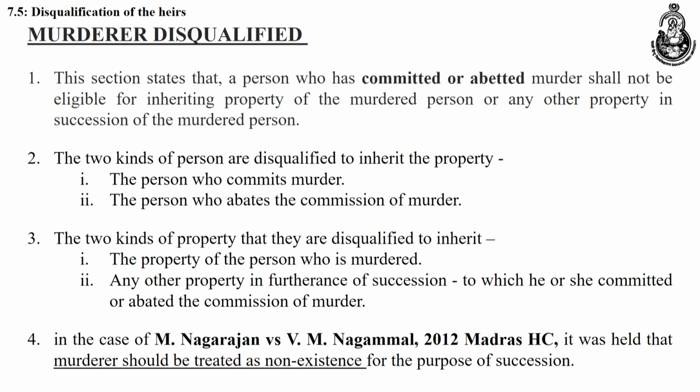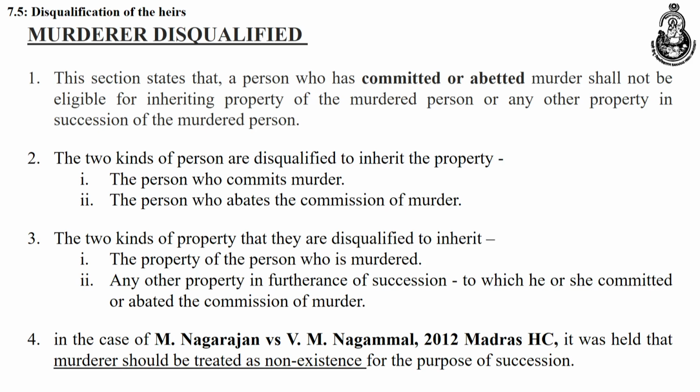Murderer is disqualified. Friends, now I want to clarify the rule of section 25. This section states that a person who has committed or abetted murder shall not be eligible for inheriting the property of the murdered person or any other person in succession of the murdered person. Friends, two kinds of persons are disqualified to inherit the property. First is the person who commits murder, and second, the person who abets the commission of murder.